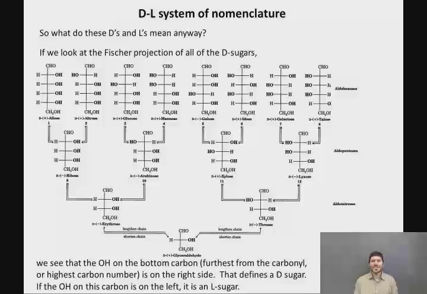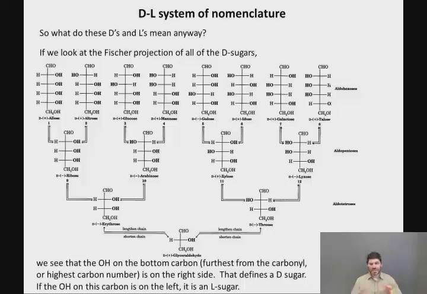We now consider the D and L system of nomenclature as promised. So what do these D's and L's mean anyway? Well, if you look at the Fisher projection of all the D sugars, and I apologize for this slide being so crowded, but we've got to have this information on it.